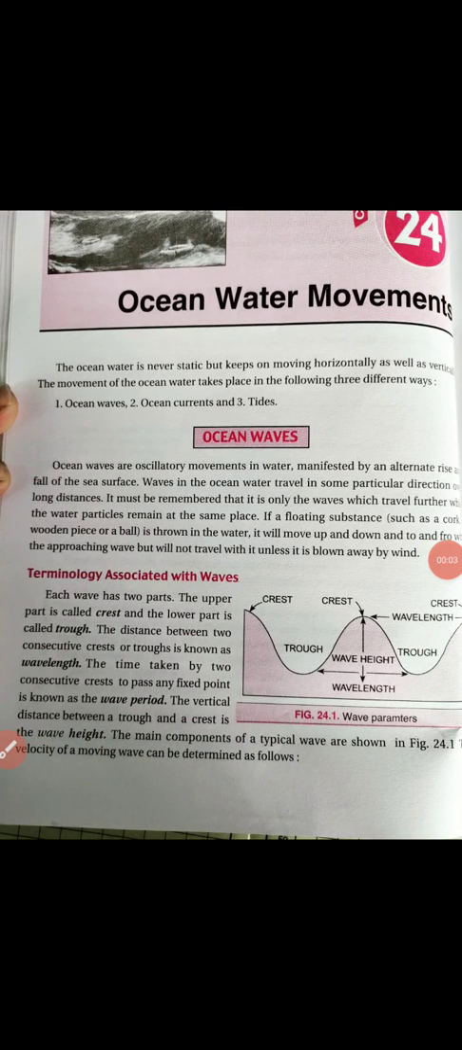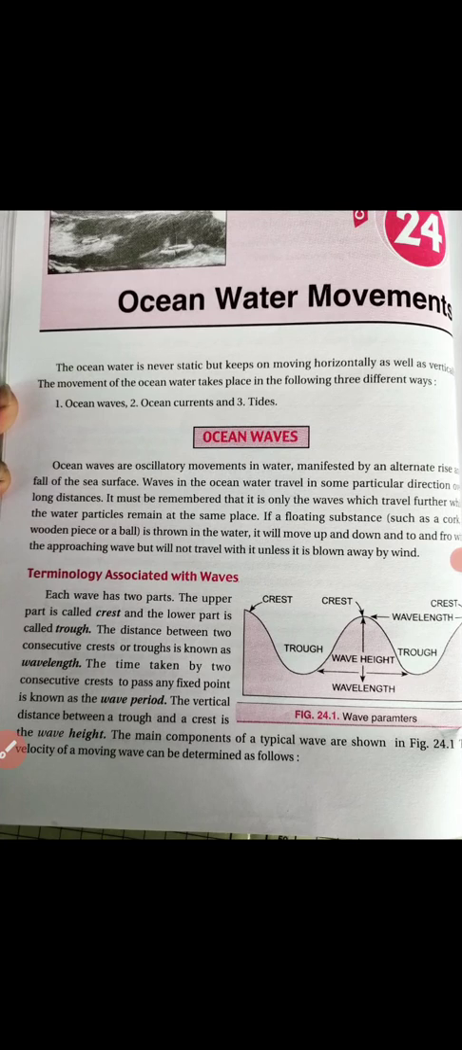Today let us talk about chapter number 24, that is ocean water movements, and today we'll be studying some basic concepts of ocean water movement. Ocean water, as we all know, is never static. It keeps on moving horizontally and vertically, and the movement of ocean water can be categorized into three types: ocean waves, currents, and tides. All of them have different causes of originating and different patterns of formation.